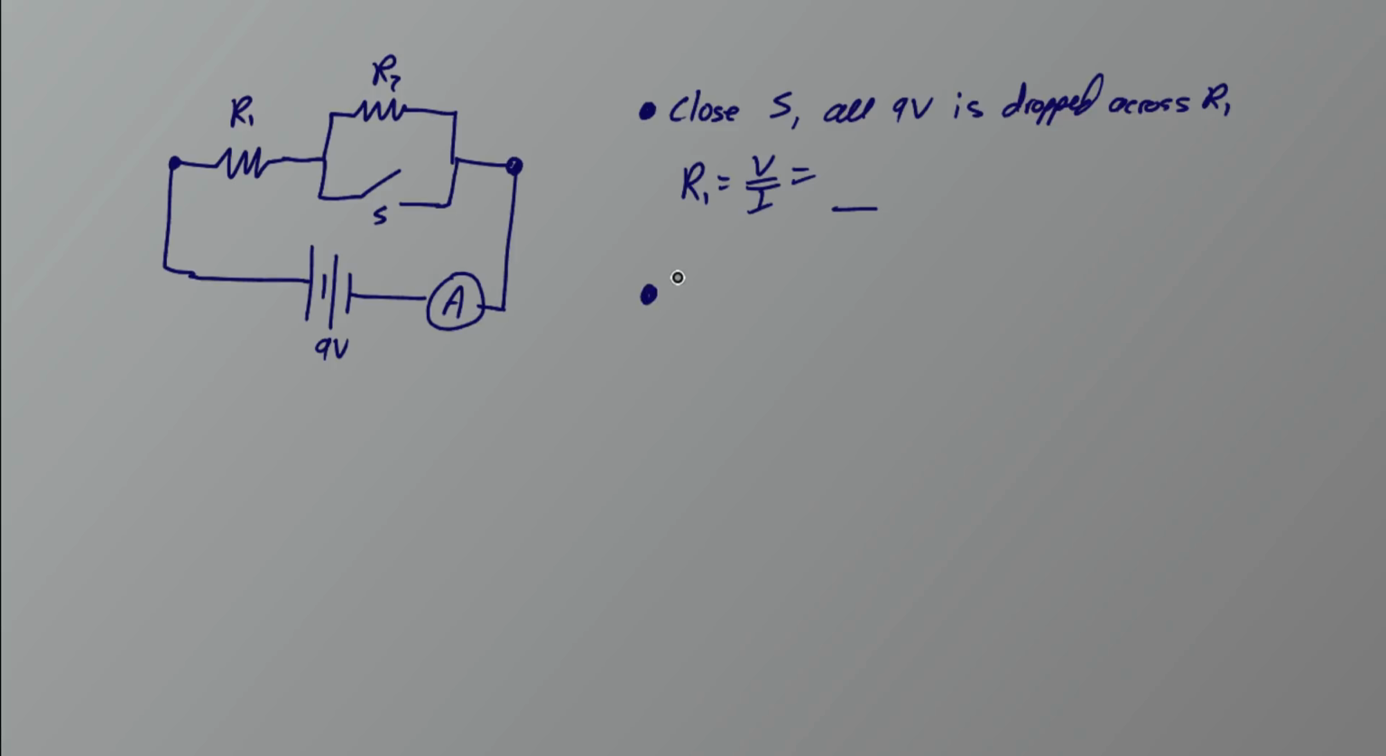Now, we can also then go open the switch. When we open the switch, what we effectively have is a series circuit where the current goes through R1, then R2, through the ammeter and back to the battery. It's as if this branch doesn't exist. So now, all 9 volts is dropped across R1 in series with R2.